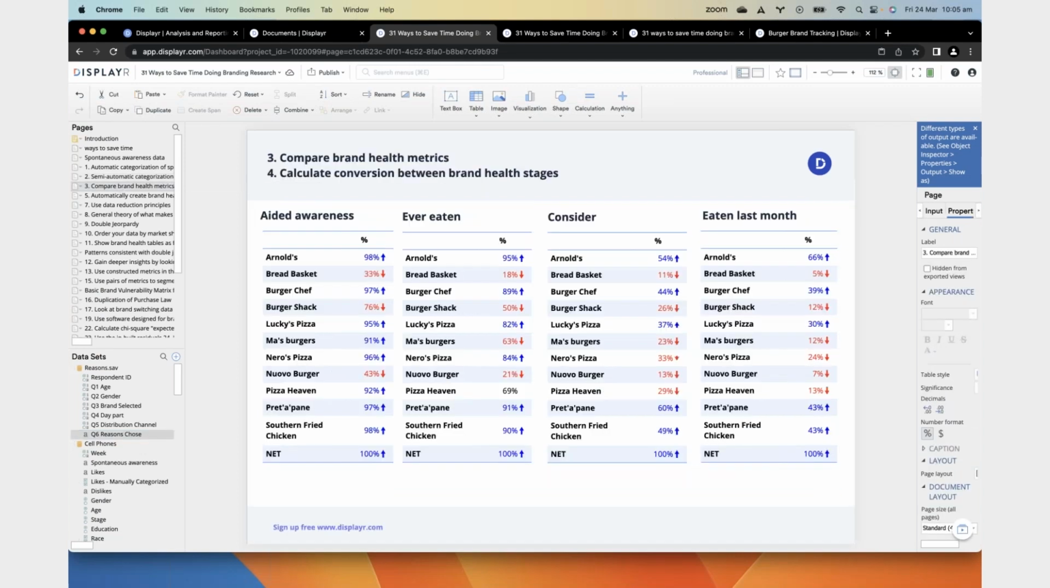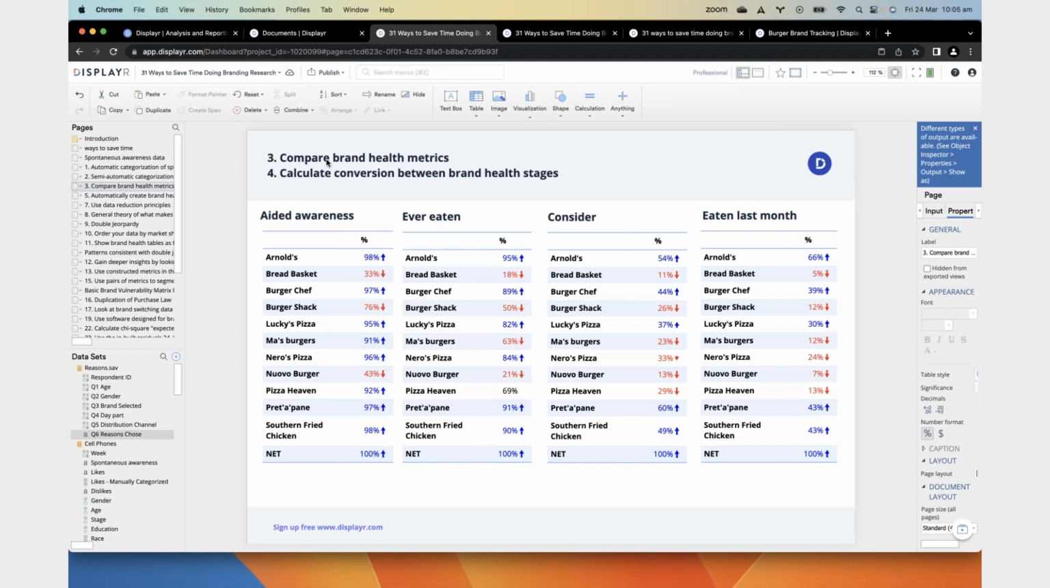Branding research studies typically collect various brand health metrics, and these can be ordered. Now, you order them so you can compare them. Classic ordering is awareness must precede consumption. Consideration usually follows from having tried it before, and eating regularly follows from it being a brand that you're willing to consider. So there's an order between these brand health metrics.